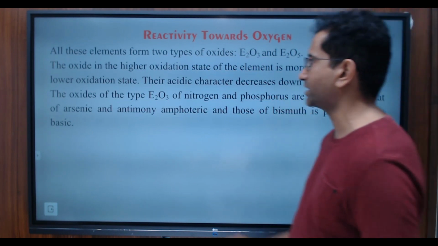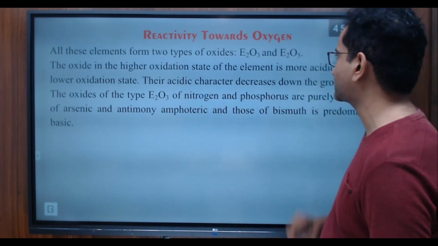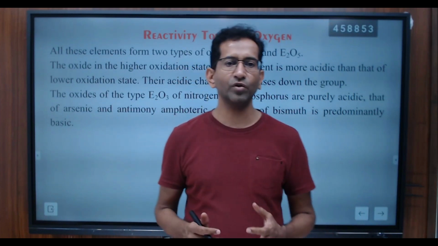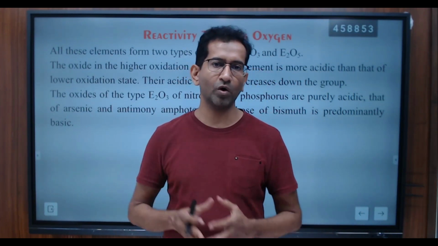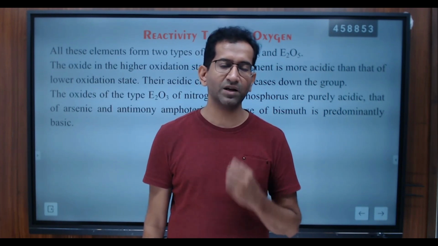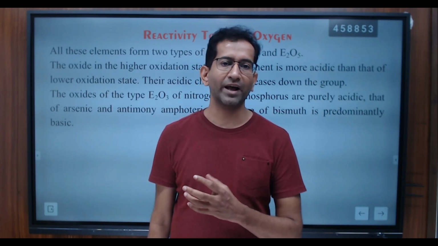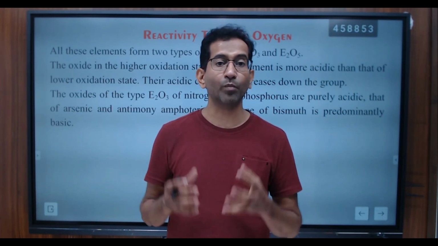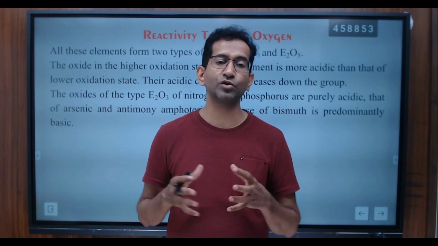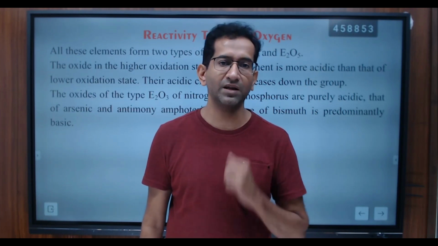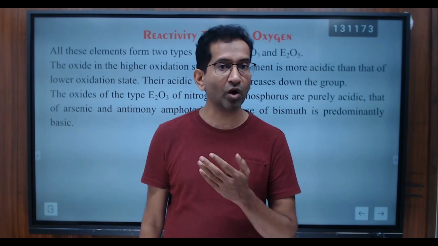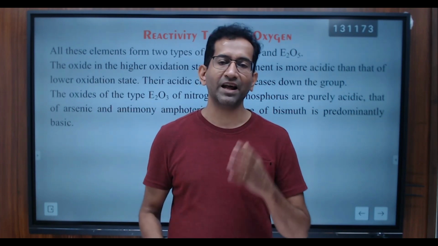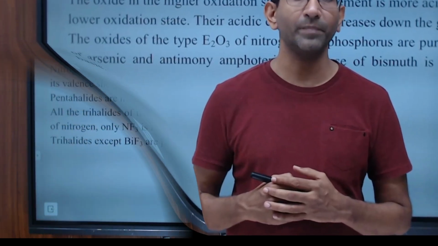Now let's focus on this. The oxide in the higher oxidation state of the element is more acidic in nature. That is very clear: if you have N2O3 and N2O5, N2O3 has a +3 oxidation state and N2O5 has a +5 oxidation state. Now, the higher the oxidation state, the more tendency it has to pull the electron, and for that reason it will be more acidic in nature. Why? Because the higher the oxidation state, the more will be the Lewis acid character also. I hope this explains that higher oxidation state has more acidic behavior.